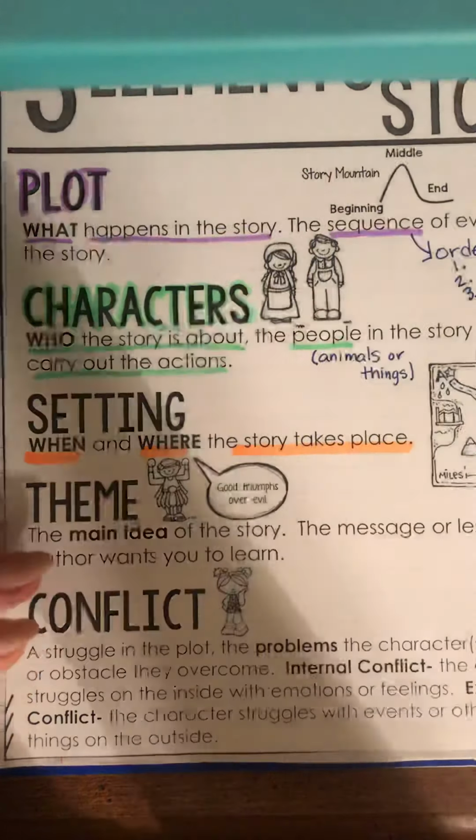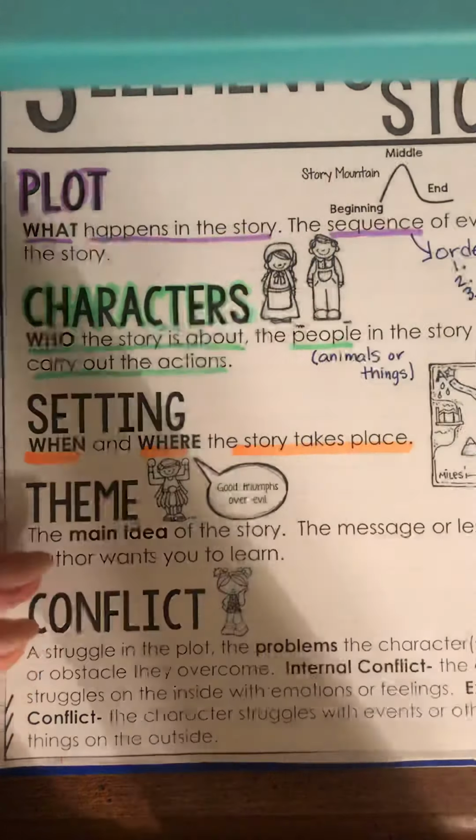Our next type of conflict could be external conflict. External conflict is that the character struggles with the events of other people, things on the outside. So the character is going to struggle with events or other people, things on the outside.